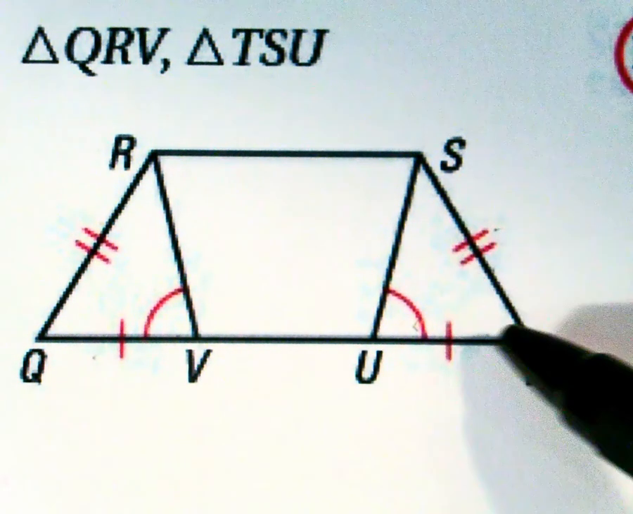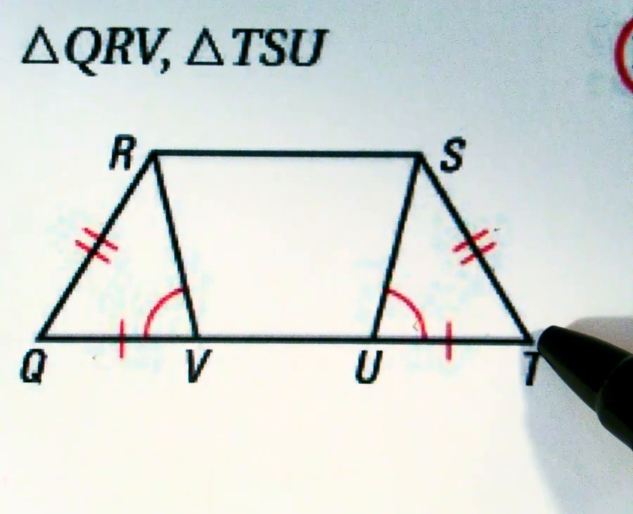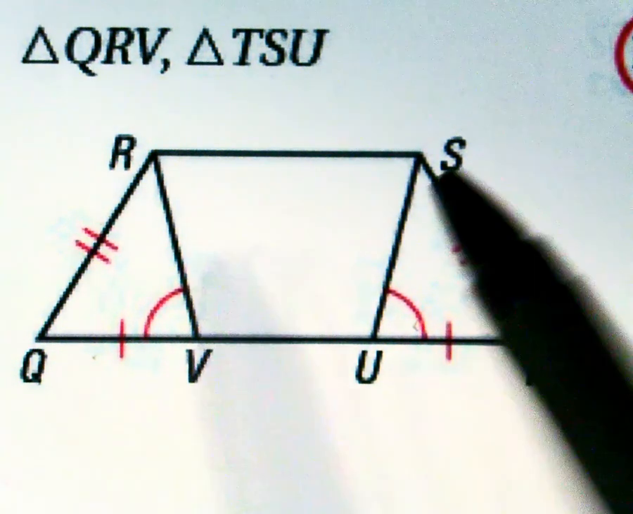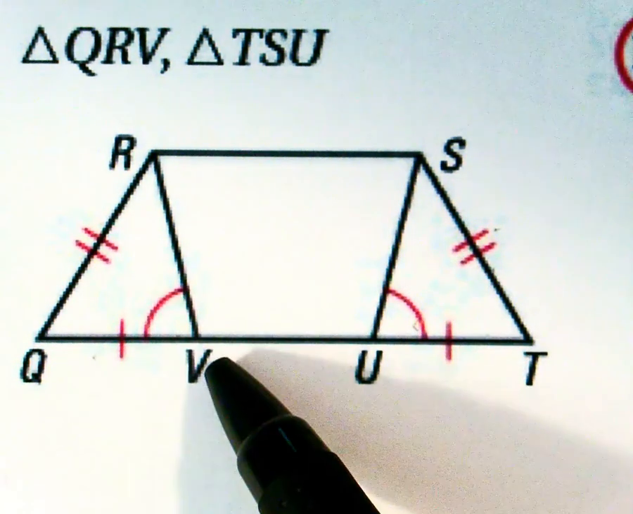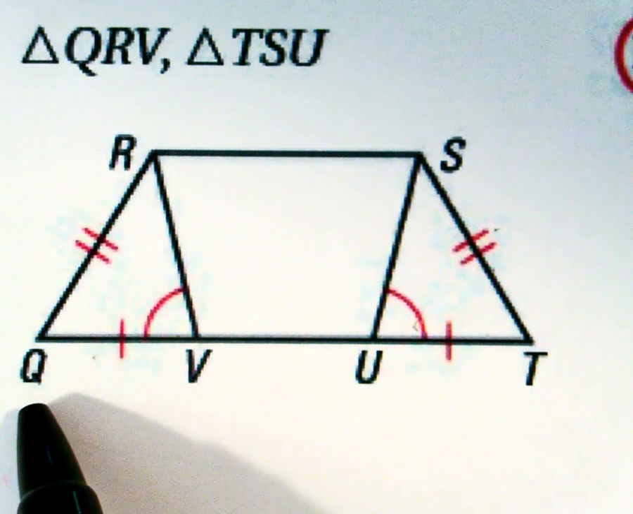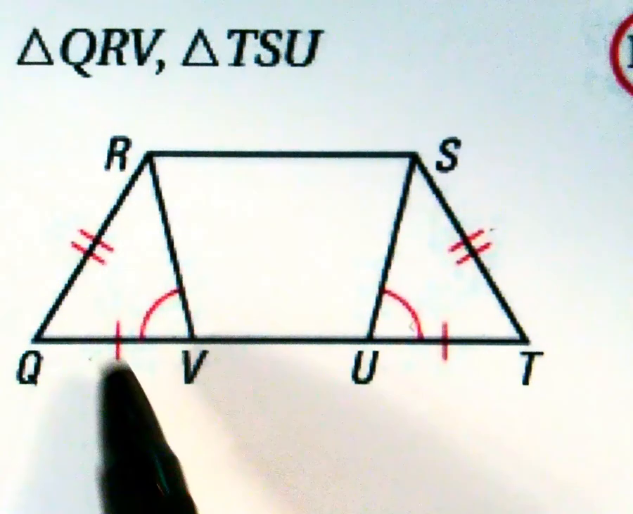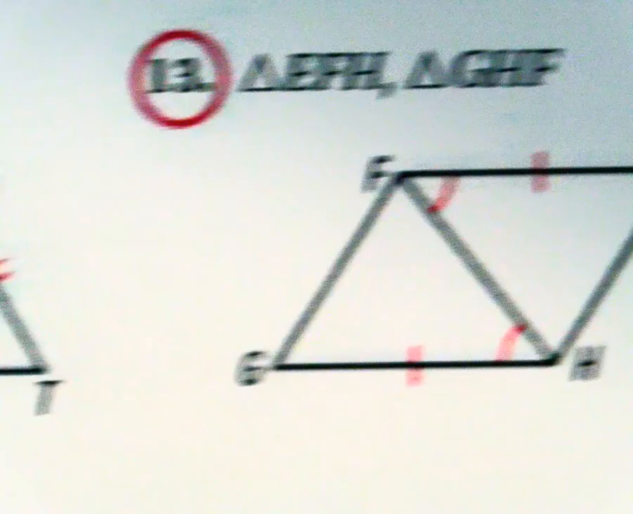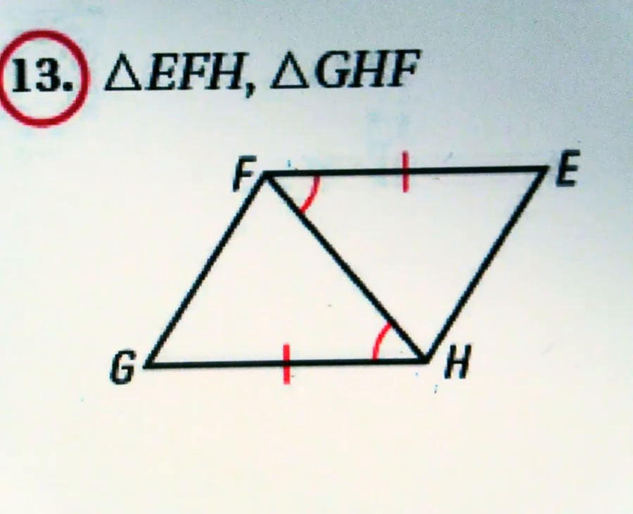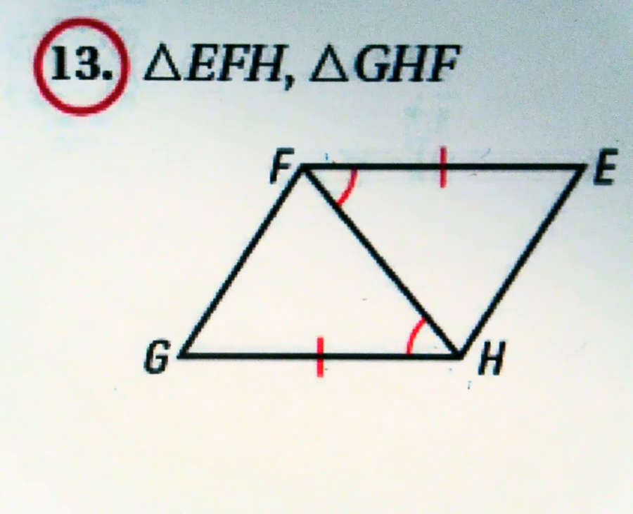Side 1, side 2, the angle should be at T to be side, angle, side. Here's 1 and 2, and the angle should be at Q. So we don't have enough information to know whether this one is or not. It's not side, angle, side. It's side, side, angle. Okay? And if you say it and point to it, it'll really help you to make sure you get it straight.